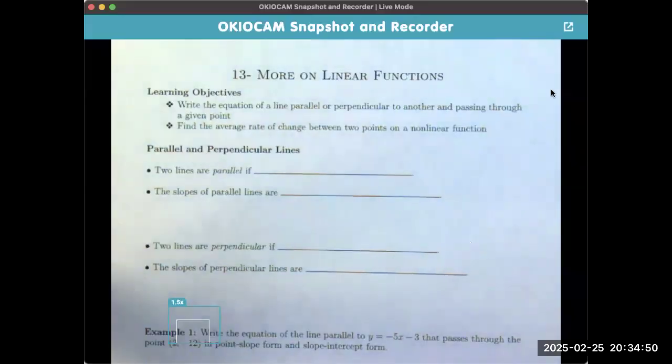We're about to go over 13. Let me just share my screen. Okay, perfect. So, more on linear functions.